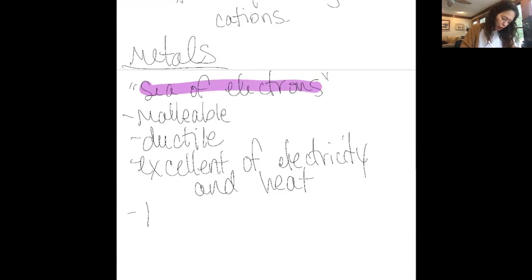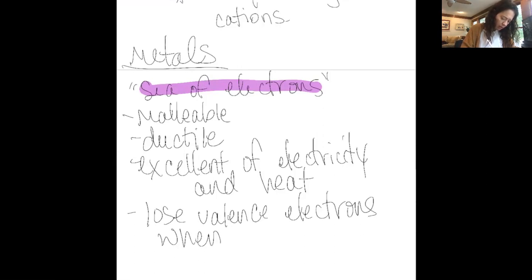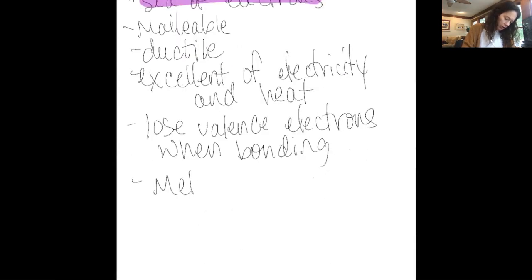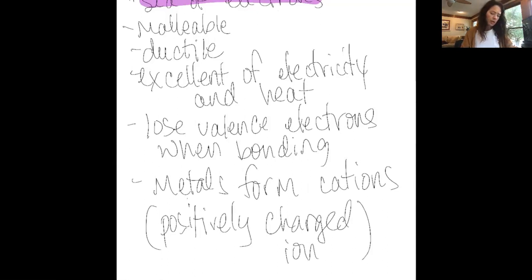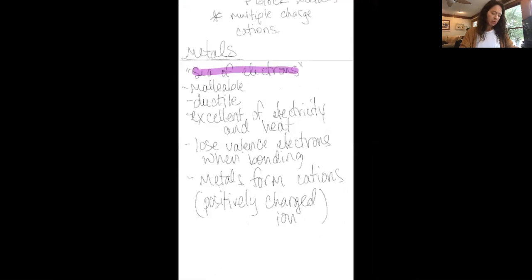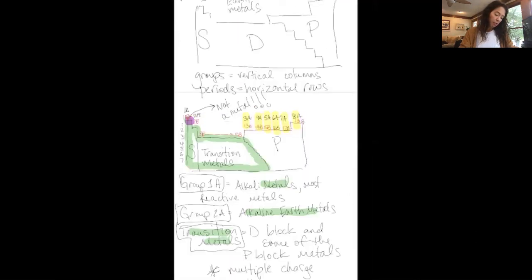Metals lose valence electrons when bonding. We're going to get into bonding soon. Thus, metals form cations. That's an ugly word. Remember, a cation is a positively charged ion. All right, so those are your basic properties of metals. I'll finish this up shortly.